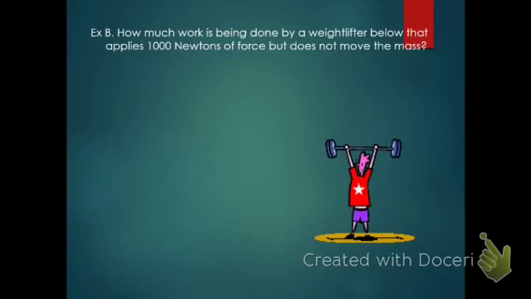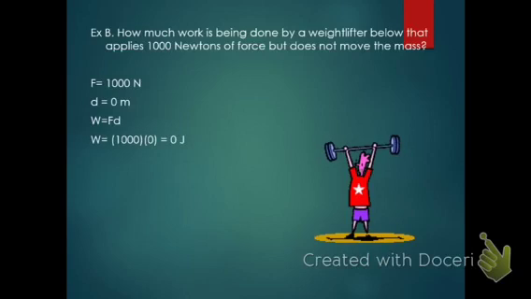How much work is being done by the weightlifter below that applies 1,000 newtons of force but does not move the mass? Okay, let's look at what we have. Force, they told us, is 1,000. Distance, they told us that he does not move it. Therefore, the distance is 0. Work is equal to F times D. 0 times anything is 0.